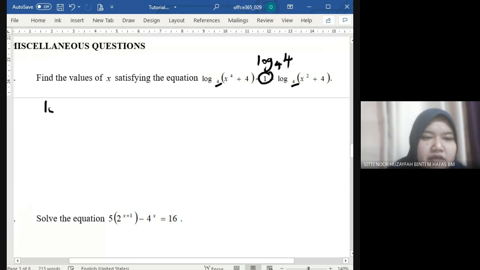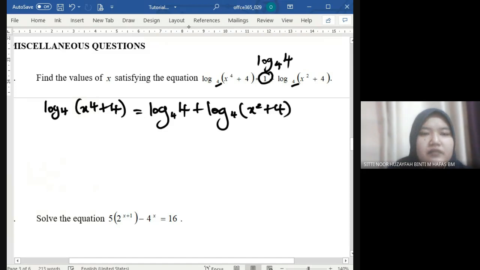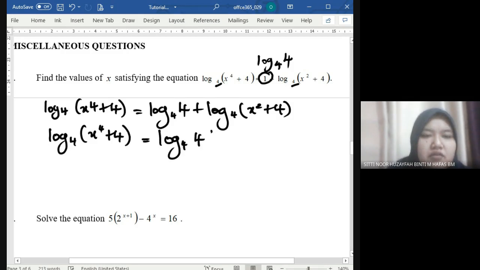So we write it as log base 4 of x to the power of 4 plus 4 equal to log base 4 of 4 plus log base 4 of x squared plus 4. Okay, so now we can combine by using the first rule. So we have log base 4 of x to the power of 4 plus 4 equal to log base 4 of 4 multiplied by x squared plus 4. Because we have log base 4 on both sides, we just have to compare everything inside the log.